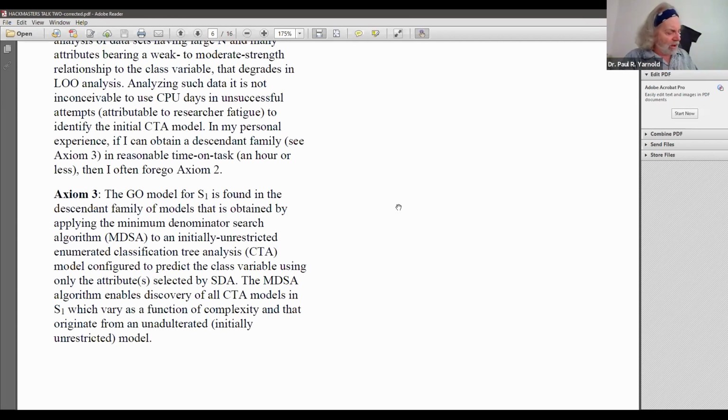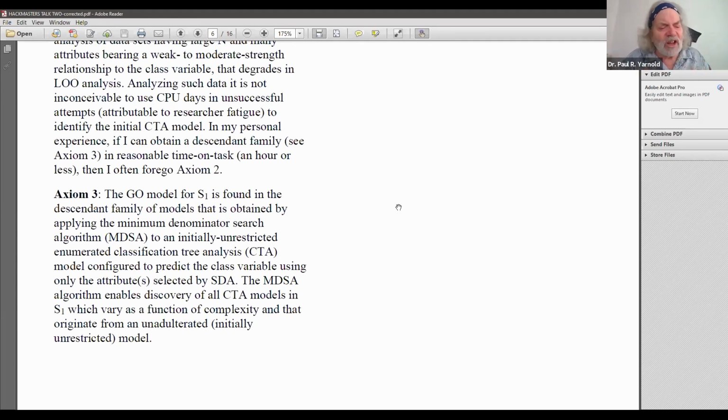And so, how do you know your model is properly specified? Well, there is a way in ODA, it's called Axiom 3. I keep forgetting the names, these cardiac arrests really ruined my memory for names. I have trouble with names, even though I invented them. Minimum Denominator Search Algorithm, MDSA, of course. I've only read that 10,000 times.